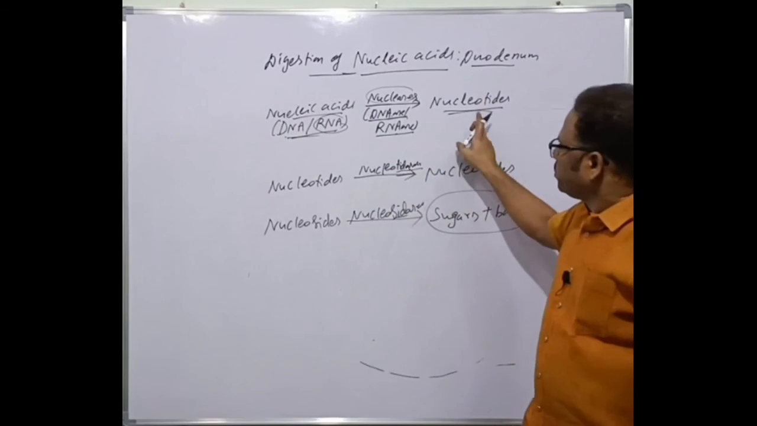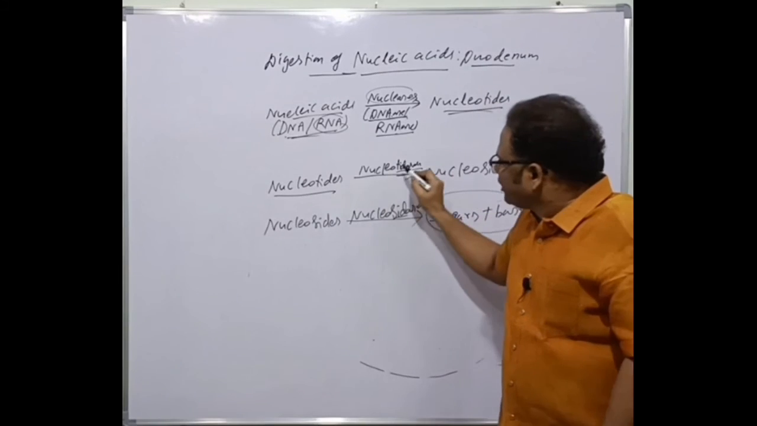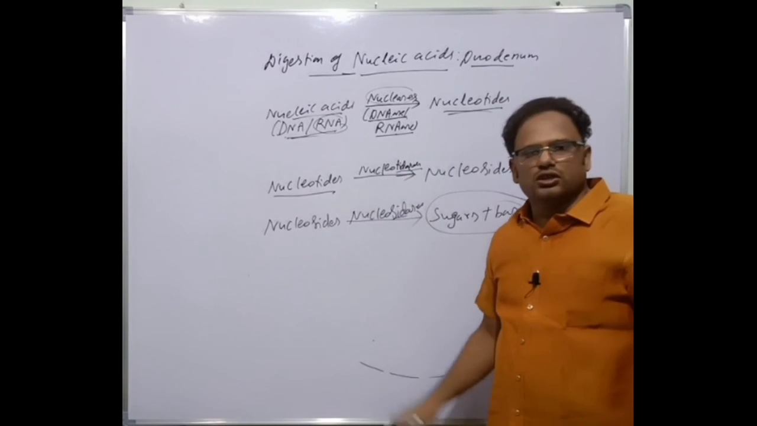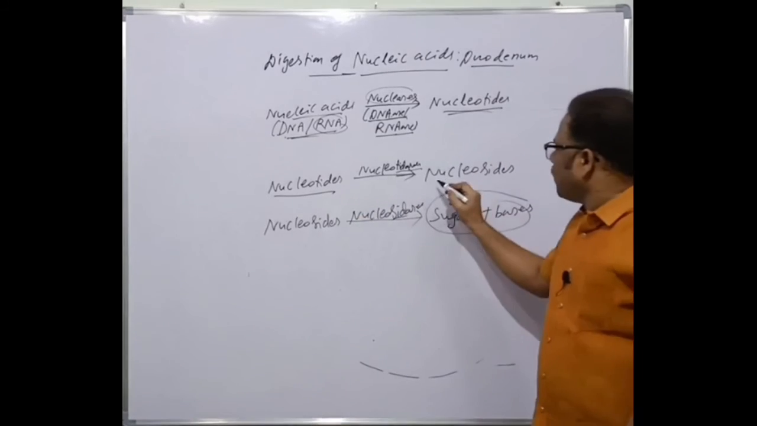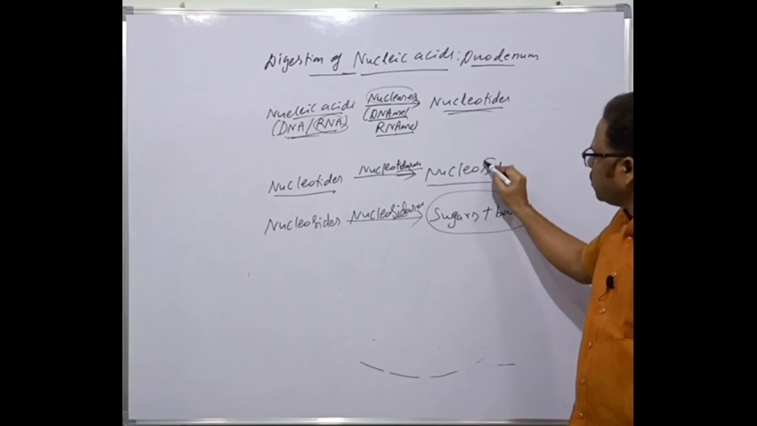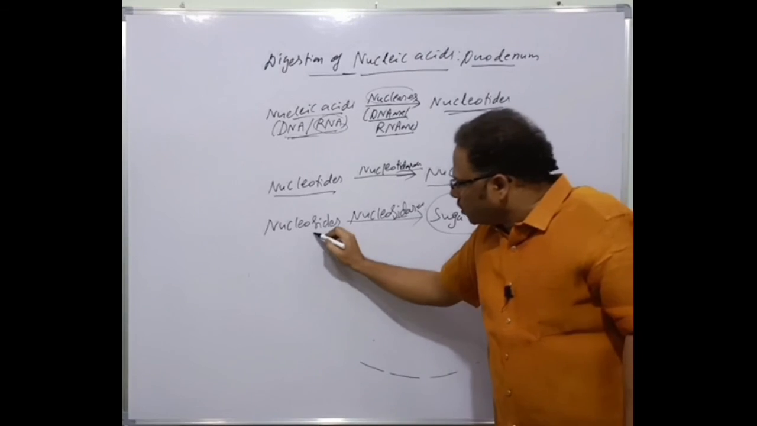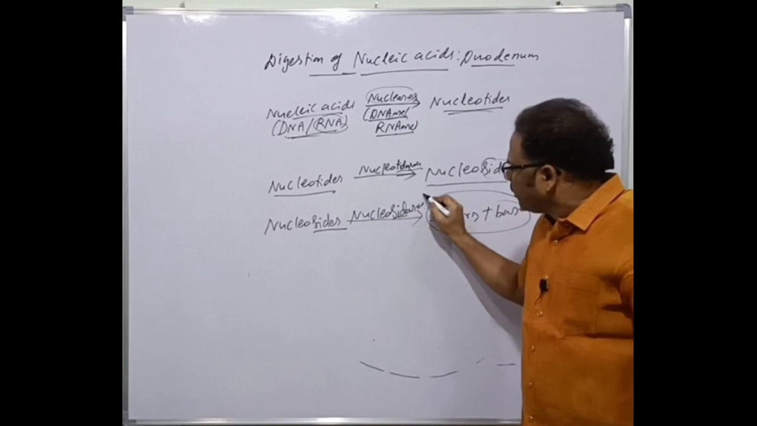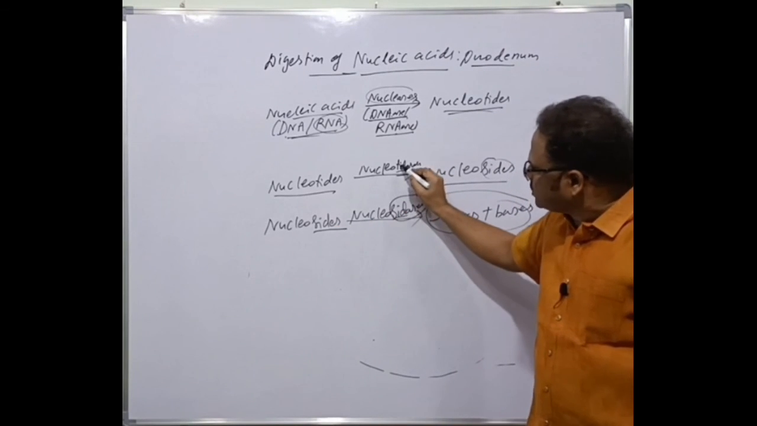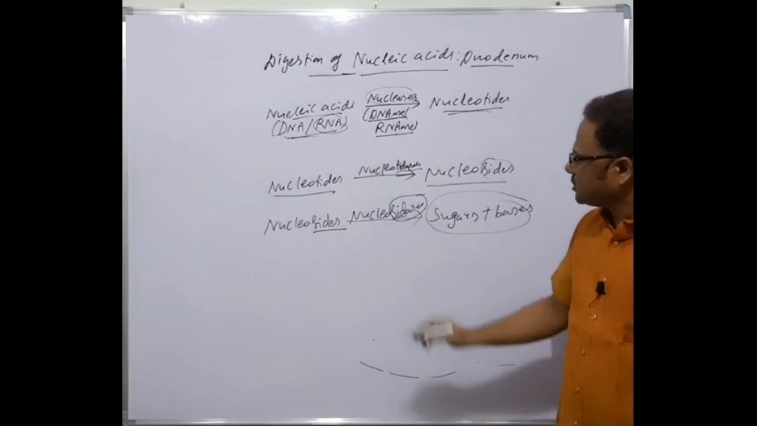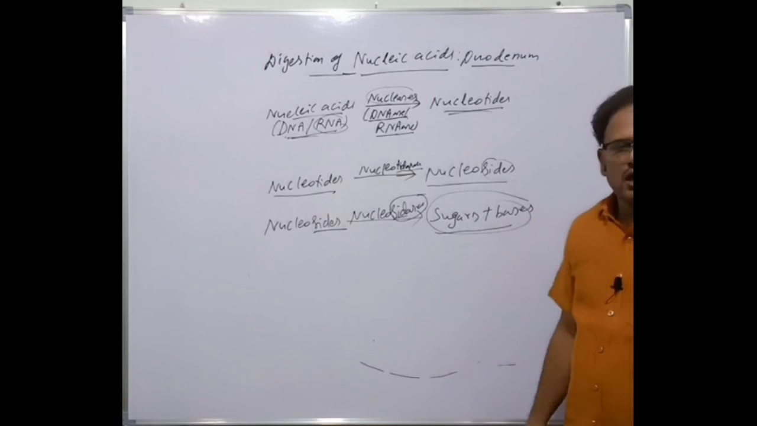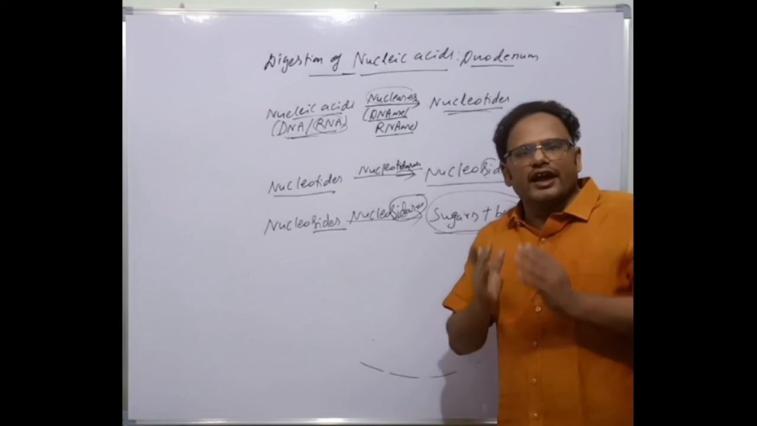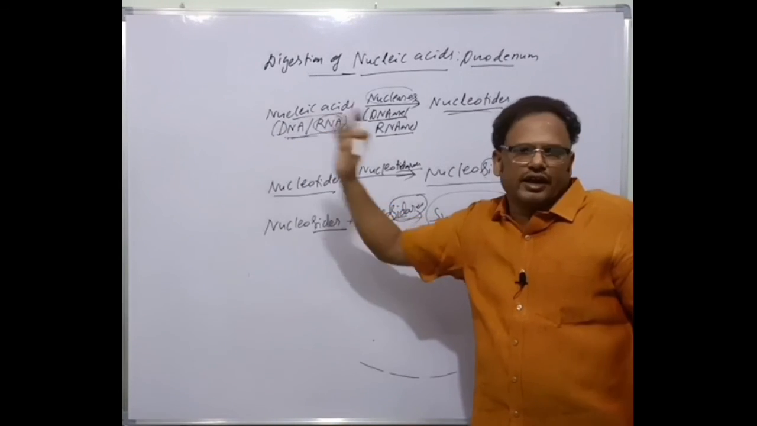Once the nucleotides are formed, they are acted upon by the enzymes called nucleotidases, and they form nucleosides. And once the nucleosides are formed, they are acted upon by the nucleosidases. This is tidases, this is sidases. There is a difference, isn't it? And they form sugars and bases. The sugars and bases are the end products of nucleic acid digestion.